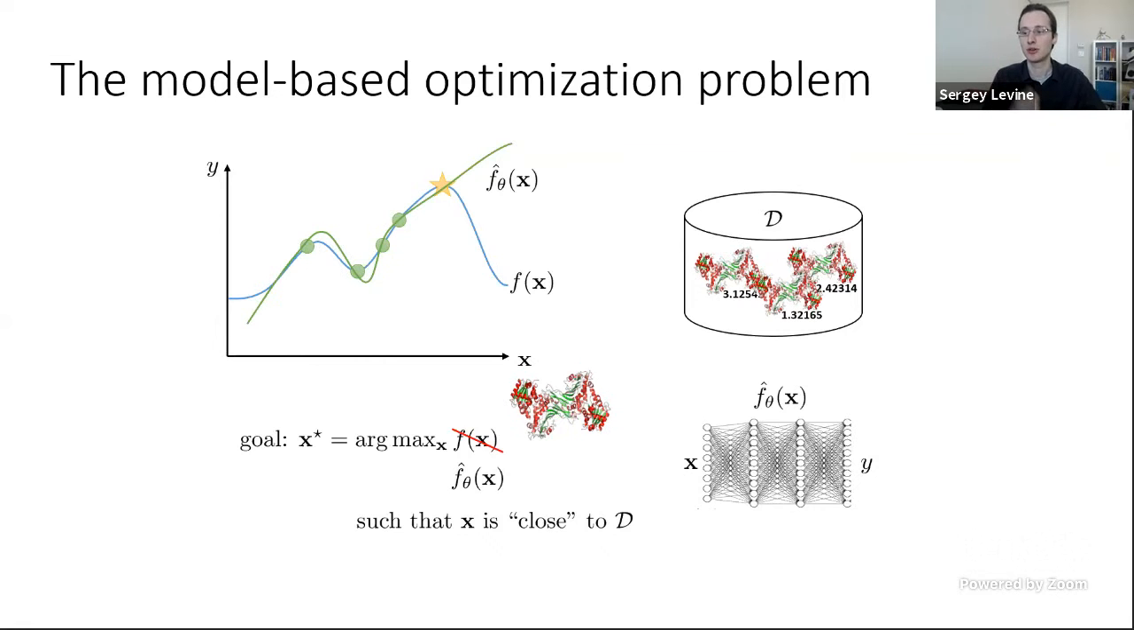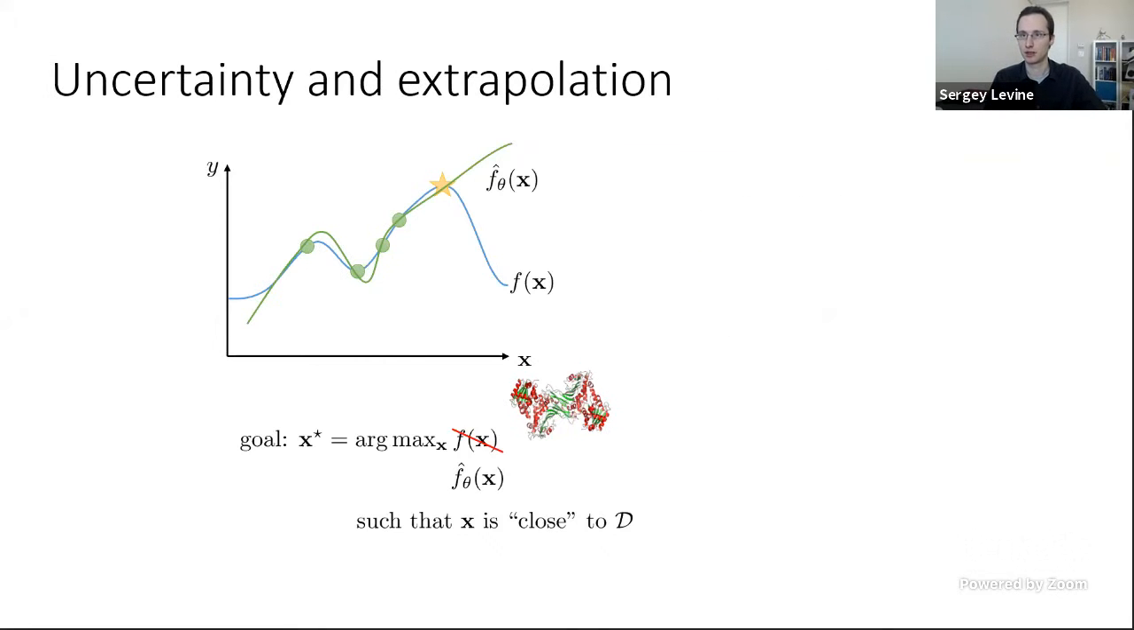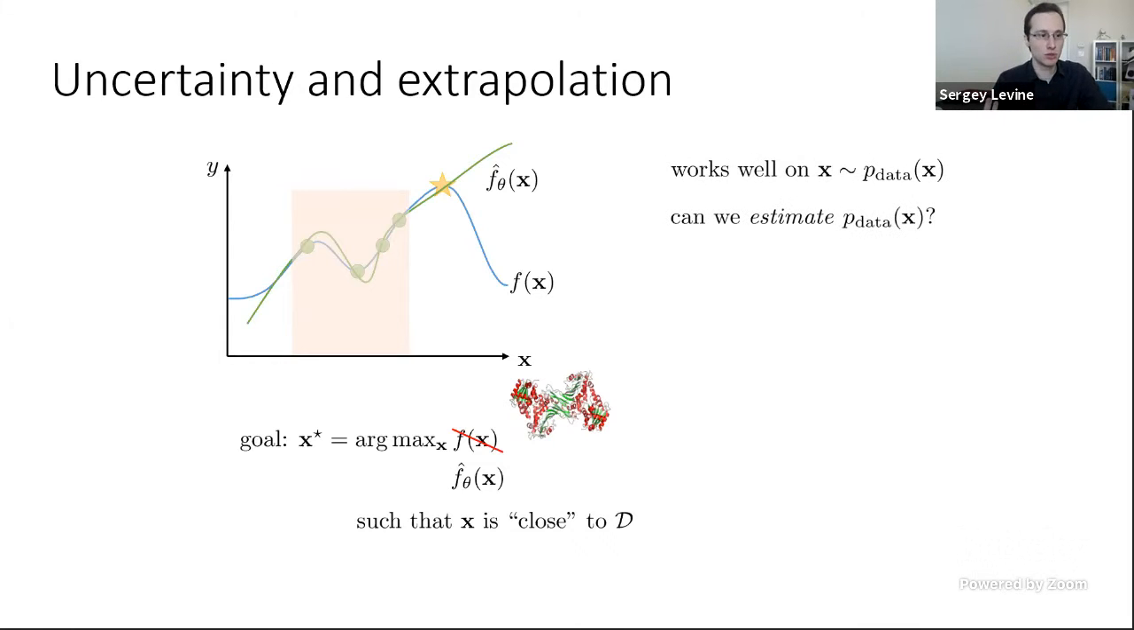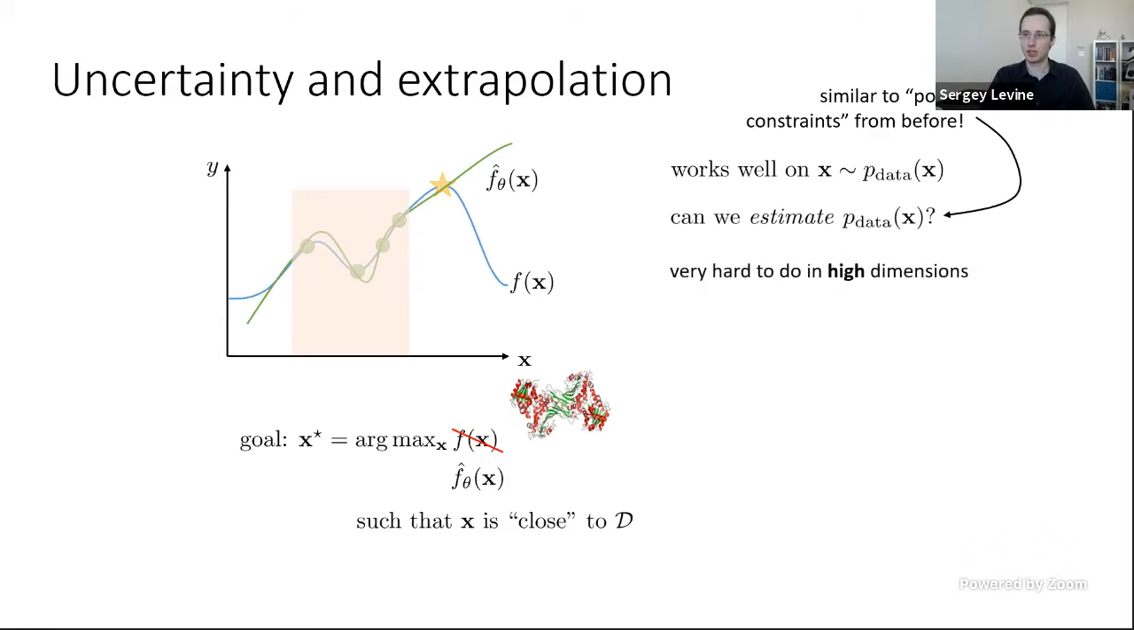So you somehow need to keep your design close to your data. So somehow you need to figure out this region where you can trust your function and stay in that region, right? So can we somehow maybe estimate the training data distribution and stay close to that training data distribution? This would be the equivalent of a policy constraint method in offline RL, but now applied to this design problem. It turns out that this is actually very hard to do in high dimensions.